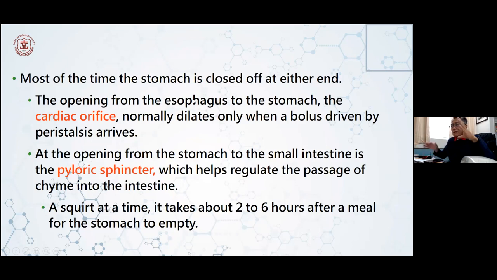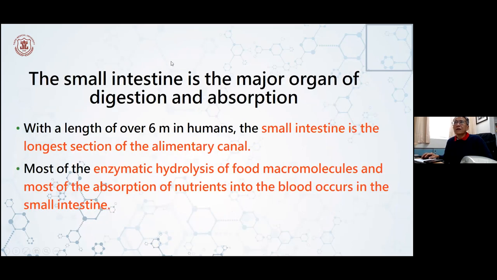So after the foods in the stomach are digested and converted to chyme, the pyloric sphincter will be opened, and the acid chyme will move from the stomach to the small intestine. It takes about 2 to 6 hours for the stomach to empty. The small intestine is the major organ for digestion and absorption. In the human, the length of the small intestine is about 6 meters, and it is the longest section of the alimentary canal.